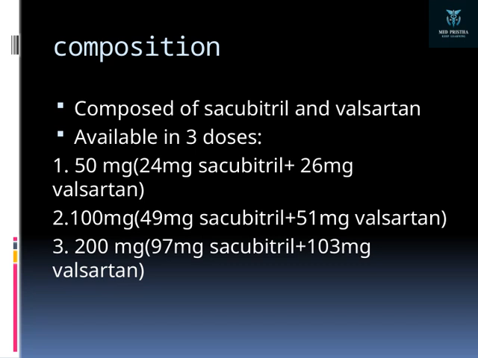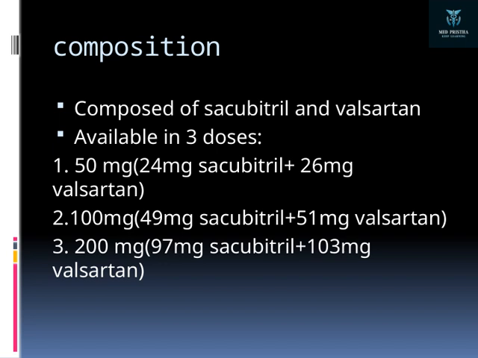It's made up of two main components, sacubitril and valsartan. These work together to provide the therapeutic effects we're aiming for. You'll find this medication available in 3 different doses. The first one is 50 milligrams, which contains 24 milligrams of sacubitril and 26 milligrams of valsartan.